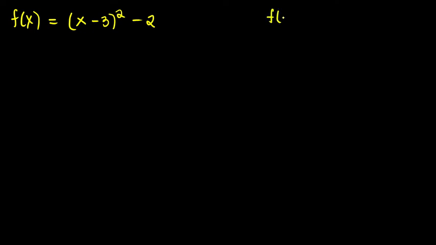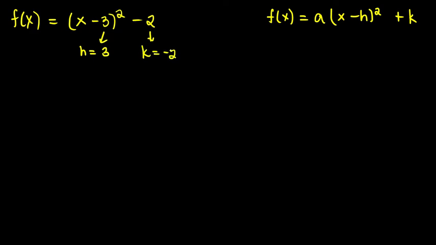We can identify the value of the vertex of a function if the function is in the vertex form. The vertex form is f of x equals a times (x minus h) squared plus k. So in this particular example, this is the value of your h. Here h is positive 3, and here the value of k is negative 2. So our vertex is at (3, negative 2).